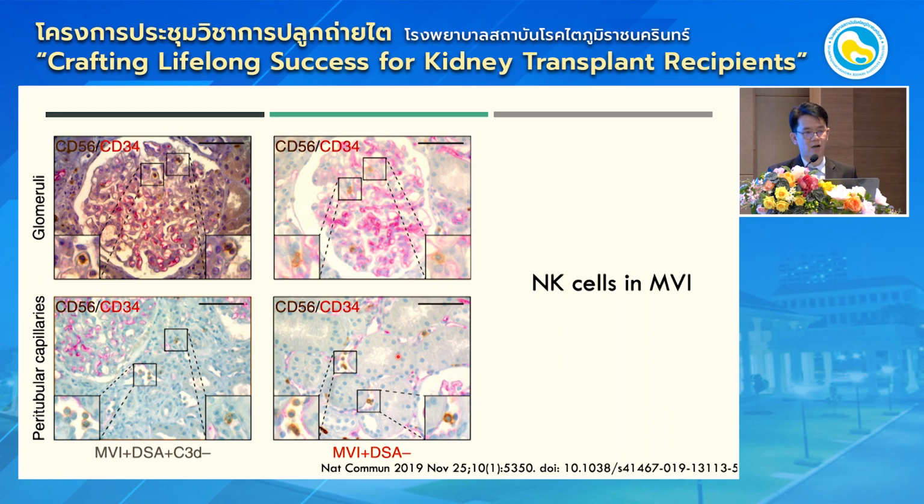Shown here, this is the biopsy result of a patient who has microvascular inflammation, glomerulitis, and PTC capillaritis, and they stained for CD56, where you can see the NK cell infiltrate in the graft, not just T cells or cytotoxic T cells or any kind of plasma cell.